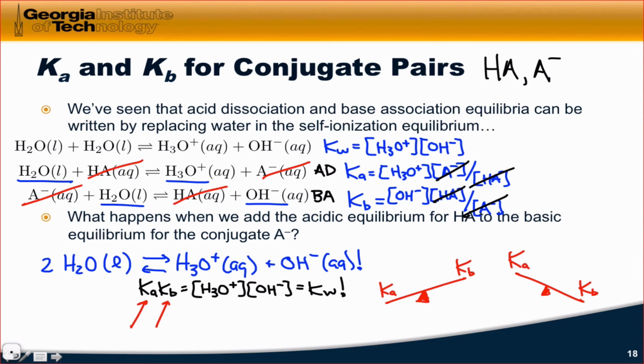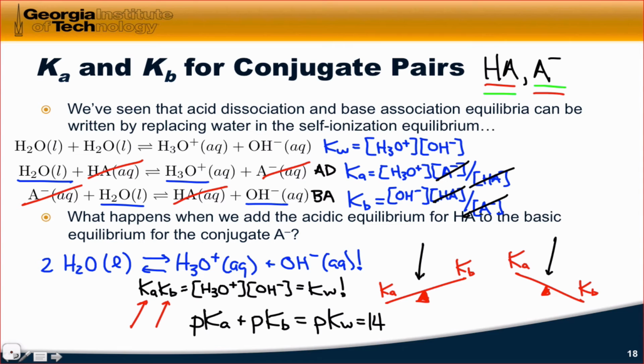Another way you may see this involves applying the p operator to both sides. When we do that, we get pKa plus pKb, because of the properties of logarithms, is equal to pKw, which is equal to 14. This is a pretty remarkable result, and the conceptual idea behind this conjugate seesaw is really important to understand. When HA is a strong acid, that means A minus is necessarily a weak base, and when HA is a weak acid, that means that A minus is necessarily a strong base.